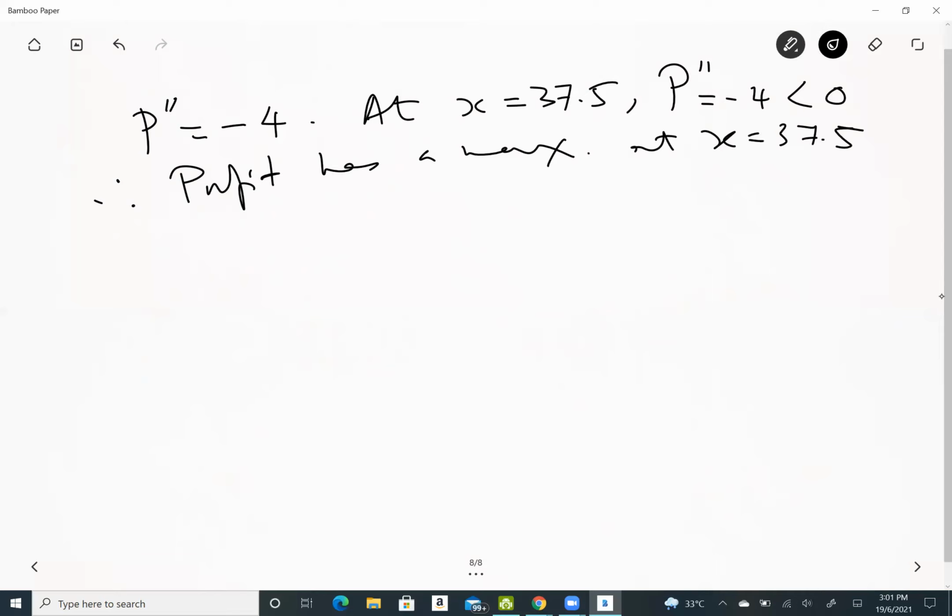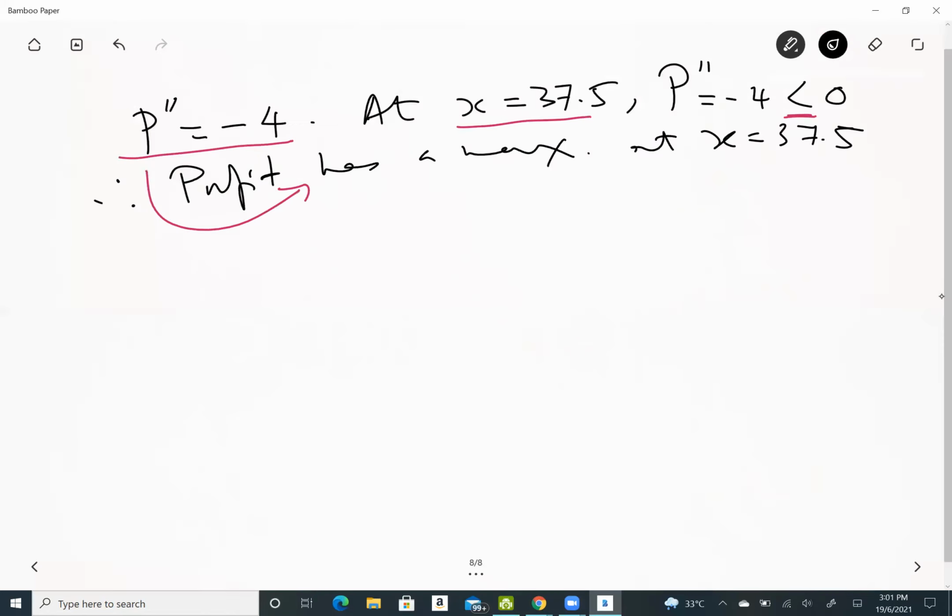Now, the problem for those people who did the P double prime, what a few people did was just get P double prime equal to negative 4, and then conclude like this. Now P double prime equal to negative 4, you have to evaluate at x equal to the critical value of x, and then you have to argue that it is less than 0. Okay, so therefore the profit has a maximum at that point. Okay, so that is part A.